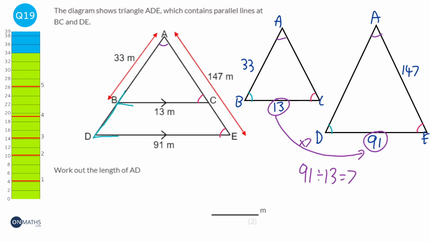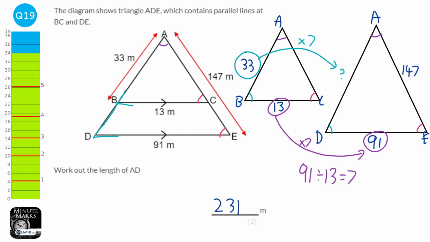And we're going to work backwards with the scale factor, and we're looking for length AD, which is this length here. And so we're going to do this one, and we're going to times it by the scale factor. So times it by 7 to find out what the new length is. So 33 times 7 is 231.